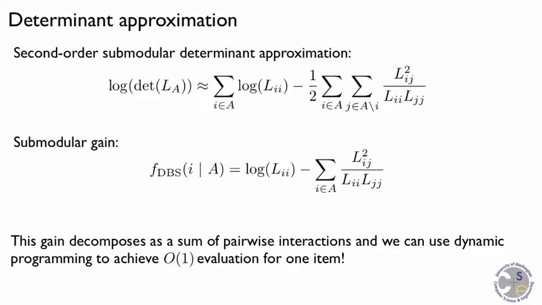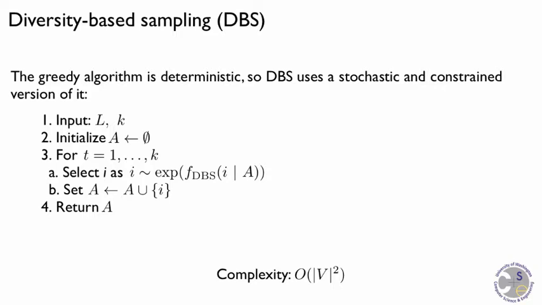Using this gain function, we arrive at my diversity-based sampling algorithm. This algorithm is similar to the greedy algorithm except for two modifications. The first being that this is a constrained algorithm where we force the selection of k items, regardless of whether or not the gains at a particular step are positive. The second is that instead of taking the item with the max gain, we instead form a distribution over the gains and sample from this distribution.